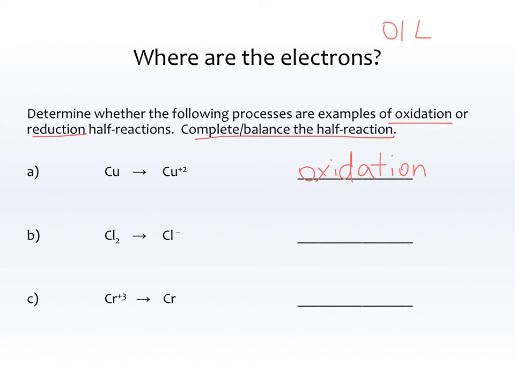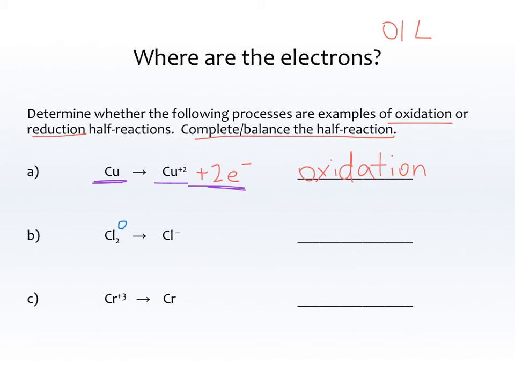All right. So now, where are the electrons? If we're going from copper to copper plus 2, that equation is not balanced because there's 2 electrons missing. And I'm going to put those 2 electrons on the left-hand side. That way, on the right, I have 0, and on the left, I have 2 pluses and 2 minuses, which cancels out to 0.